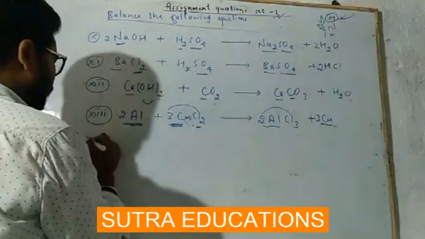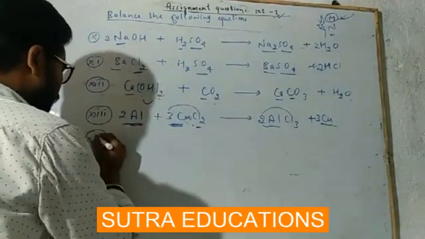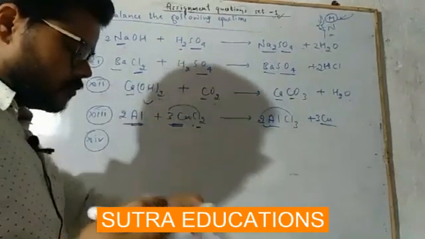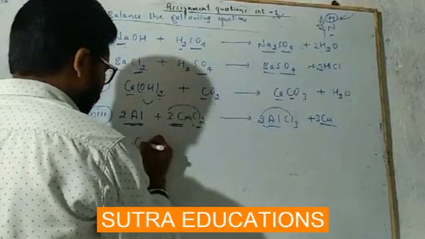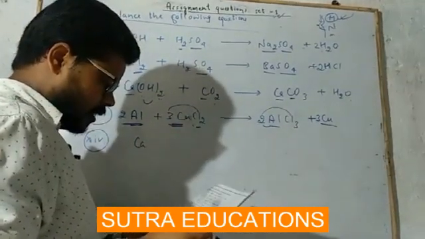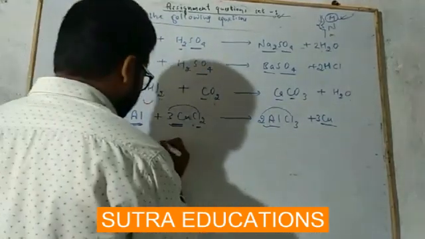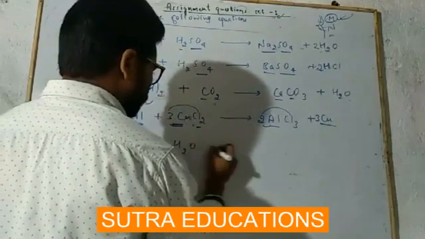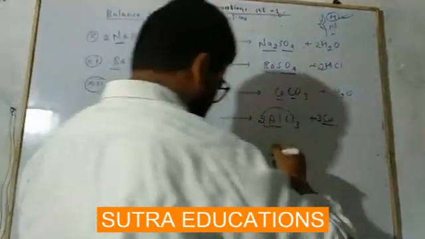Then it is 14. Question 14 now. Calcium plus water, Ca plus H2O. It will form Ca(OH)2 plus hydrogen. Okay.